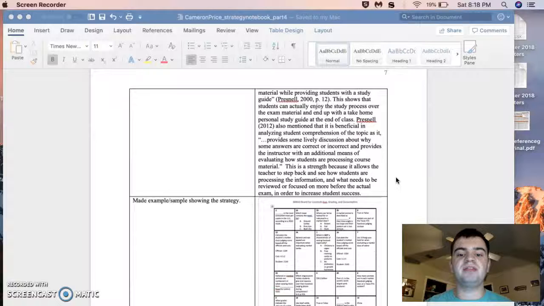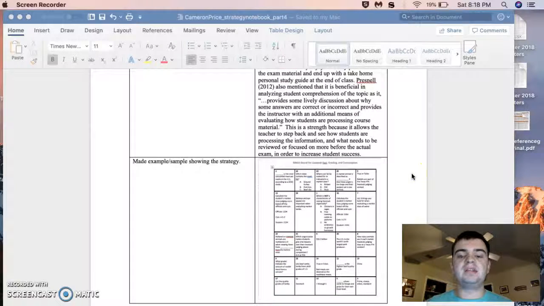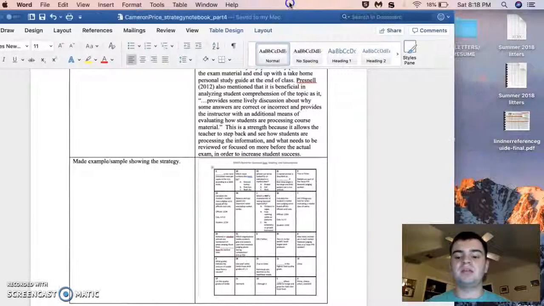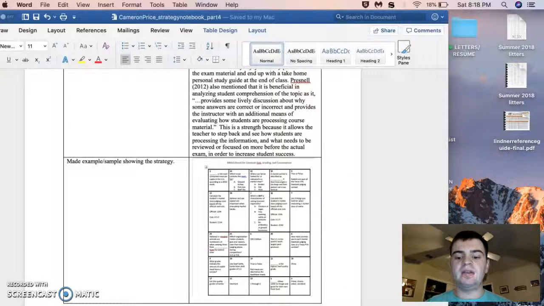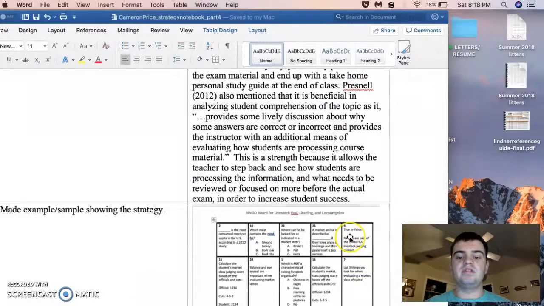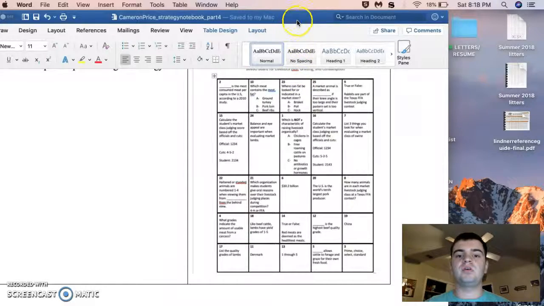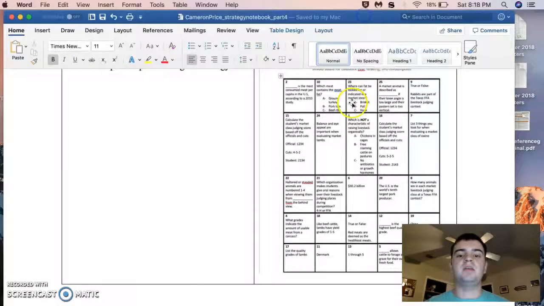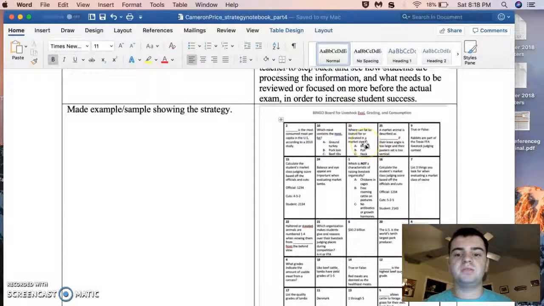And then another benefit it says is that it leads to lively discussion about why answers are correct, and gives the instructor an additional means of evaluating how students are doing. So that's what I was mentioning at the very last of the instructions for use. Go over questions that they don't understand. That's one of the benefits the article was saying.